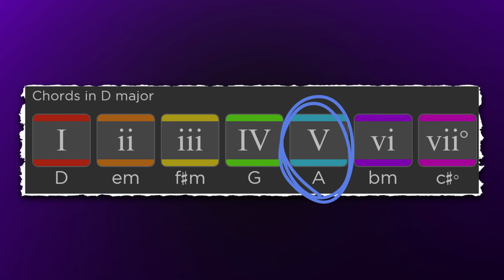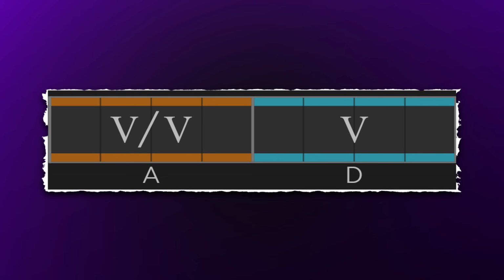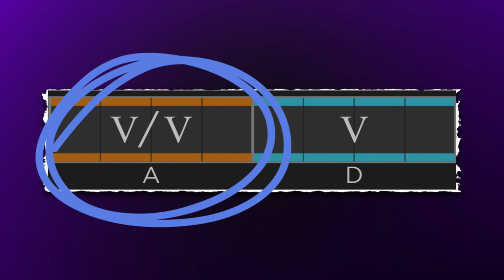Here the 5 dominant chord is A major, so if we play this A major chord in our original key of G major, it will act like a dominant chord for the D major 5 chord. In other words, a secondary dominant. This is called the 5 of 5, written in notation as a V followed by a slash and then another V. Let's use this in a progression.